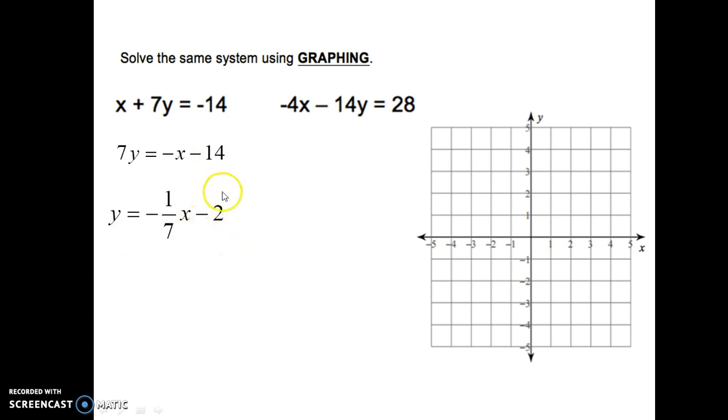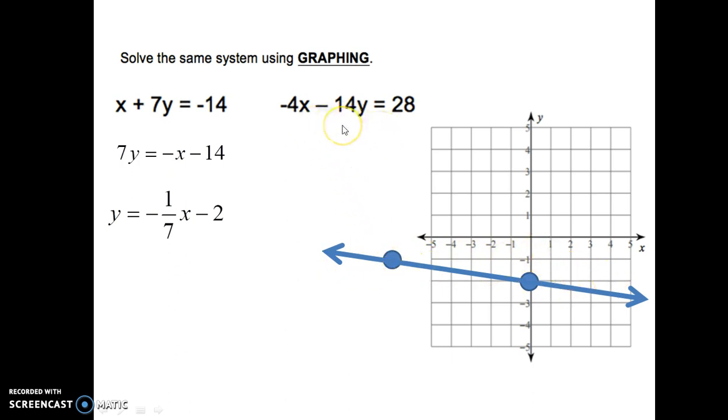Let's graph it. This number here is our b value, right? If this was y equals mx plus b, this would be our y-intercept, negative 2. And then we'd have a slope, negative 1 over 7. So I can go down 1 over 7 or up 1 over 7. Either way kind of takes me off the graph. I'm going to go up 1 over 7. I'm going to put that somewhere over here and connect them. All right, it's kind of off the graph, but there it is.